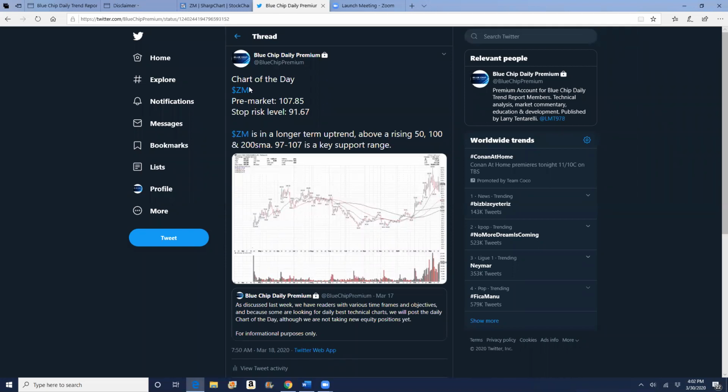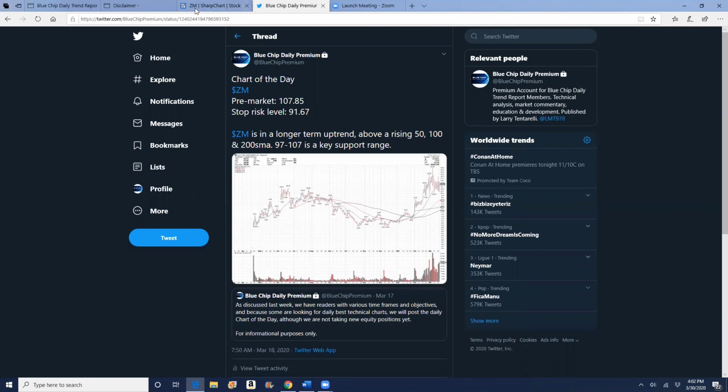And the reason that I picked Zoom was our recent chart of the day on our website and Twitter feed. So this goes back to March 18th. So that was about 2 weeks ago. And the price for Zoom at the time was 107.85. And we set the stop risk level in the alert for 91.67. And then this just gives a brief explanation behind why.